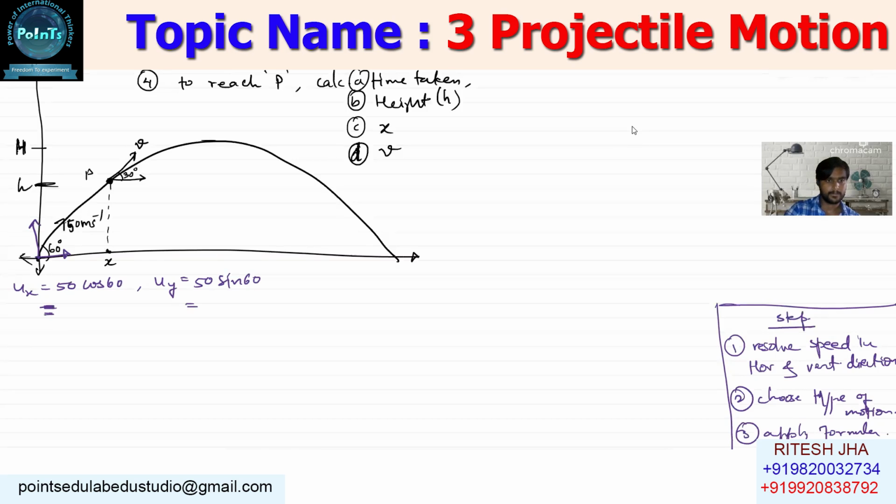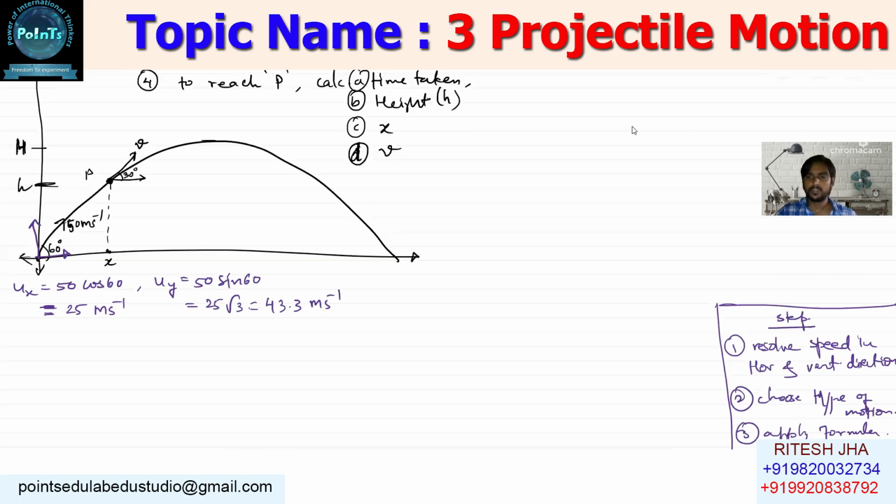Yeah, so I'll just put that in. I get 25. Yeah. 50 sine 60, and the sine is 43.3 meter per second. Yeah, perfect. Very good. All right. So we got ux and uy.